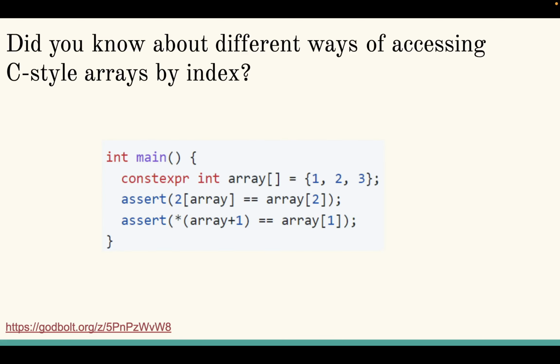Did you know about different ways of accessing C arrays by index? This slide is going to surprise you. Here we have an array. You have already seen this syntax. We can access the array elements by index and pass a number. Okay, we know that. But look at this one. This is the amazing part. Did you know that we can access the index of an array by this syntax? It was really weird for me.